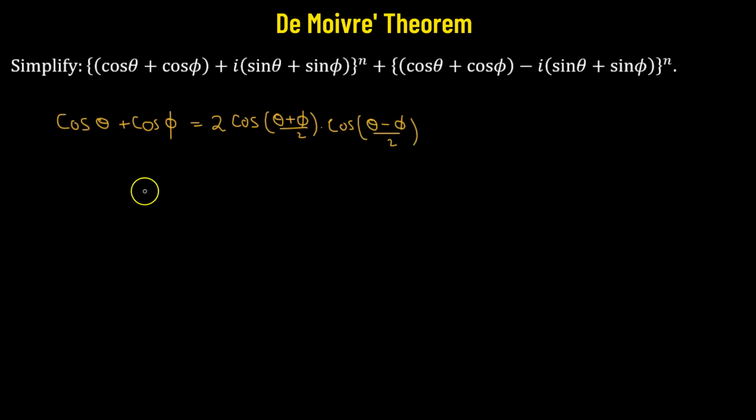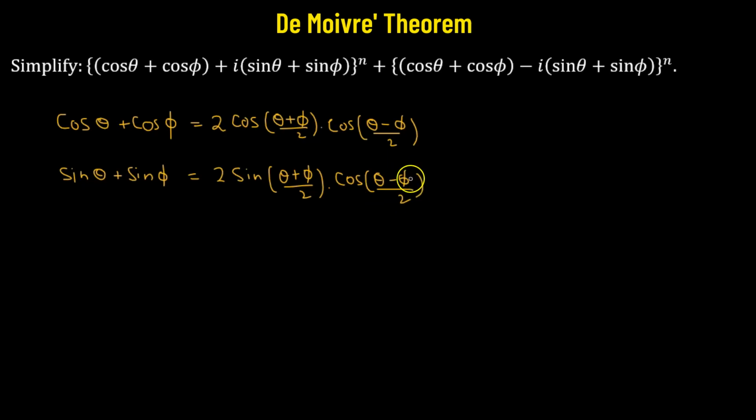divided by 2. Then we have sine theta added to sine phi. So this is given by 2 times sine of (theta plus phi) over 2 times cosine of (theta minus phi) divided by 2. Therefore, cosine of theta plus cosine of phi added to iota times sine theta plus sine phi.